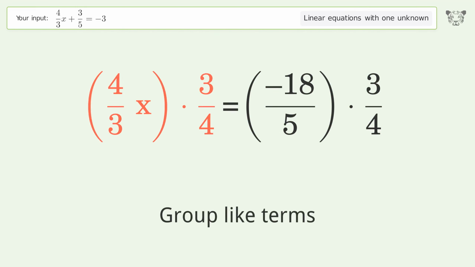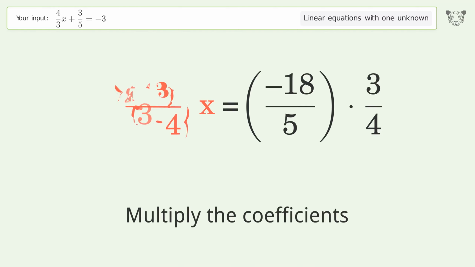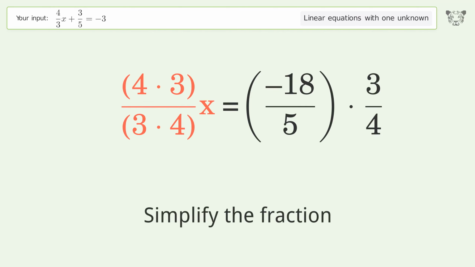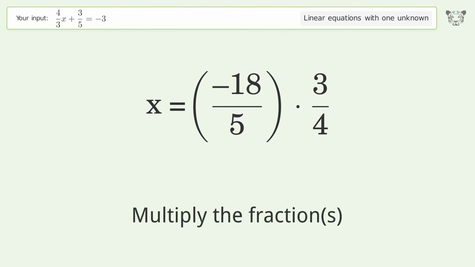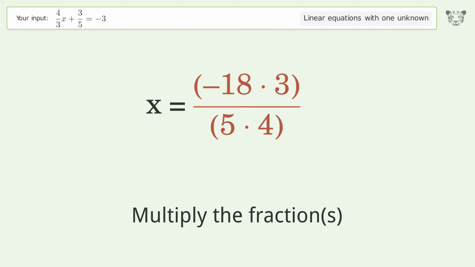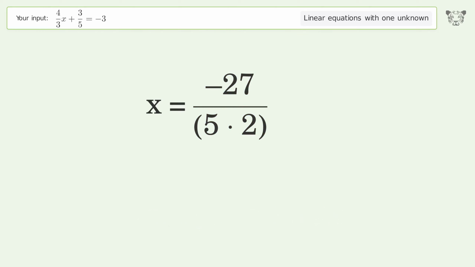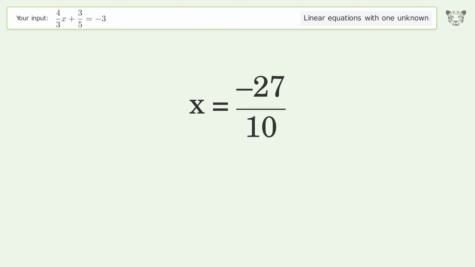Group like terms. Multiply the coefficients. Simplify the fraction. Multiply the fractions. Simplify the arithmetic. And so the final result is x equals -27/10.